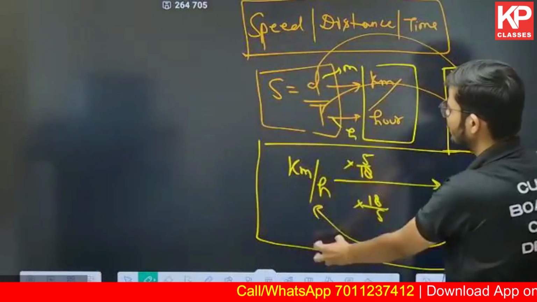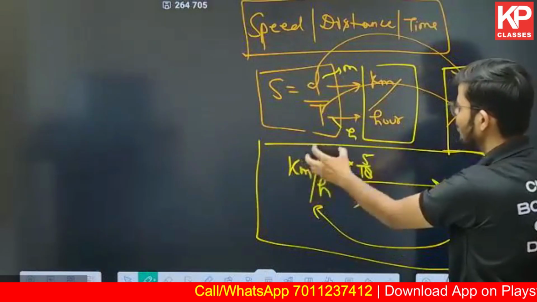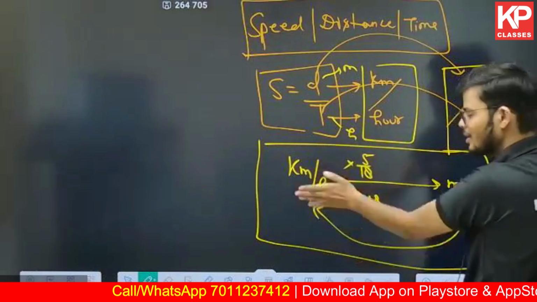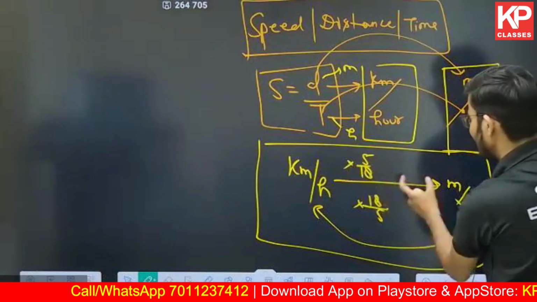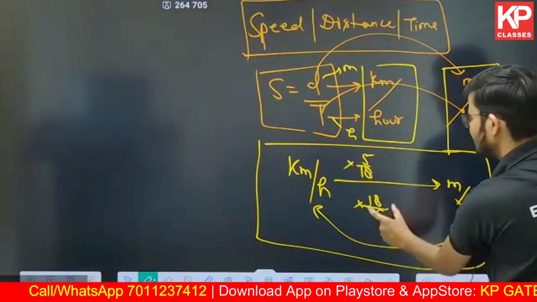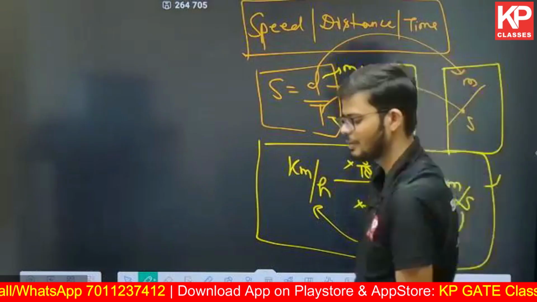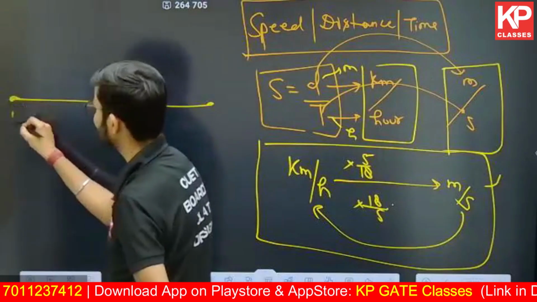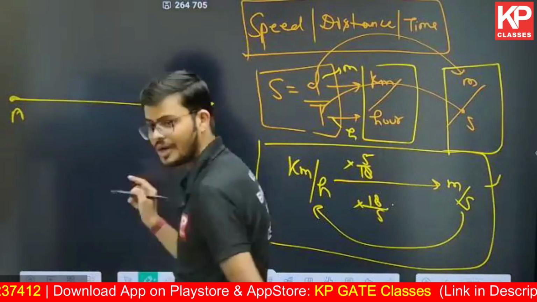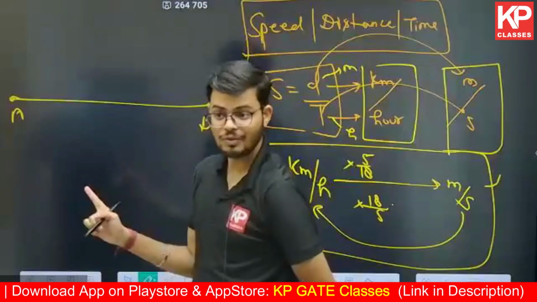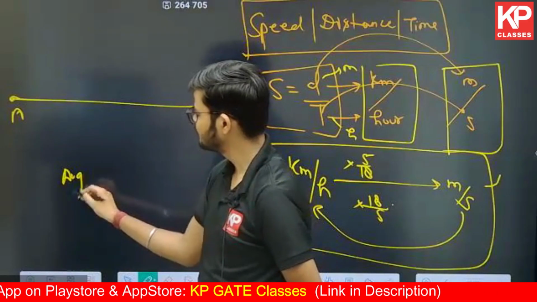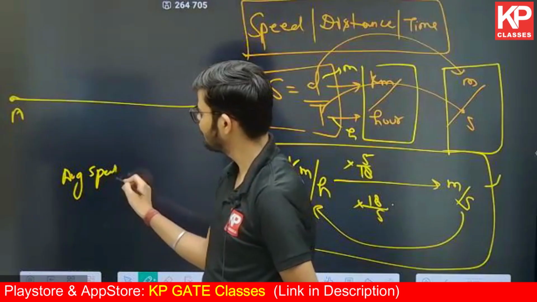So this is with respect to speed. Speed is equal to distance upon time. In some cases when unit conversion is required, kilometer per hour multiplied by 5 by 18 will give meter per second, and meter per second multiplied by 18 by 5 will give kilometer per hour. Now, the second type of question that we will get in speed, distance, and time will be based on average speed.